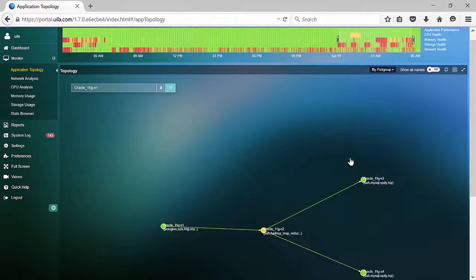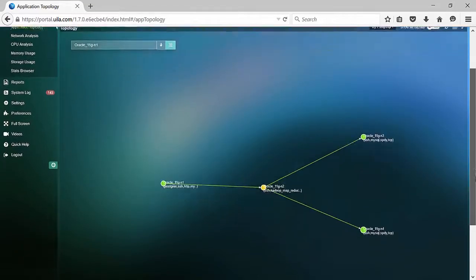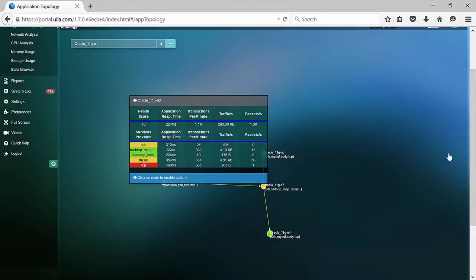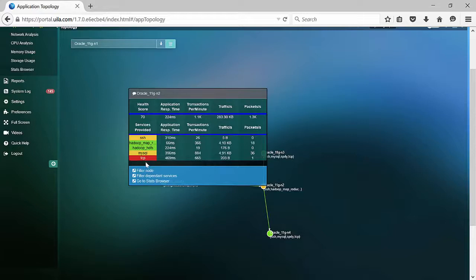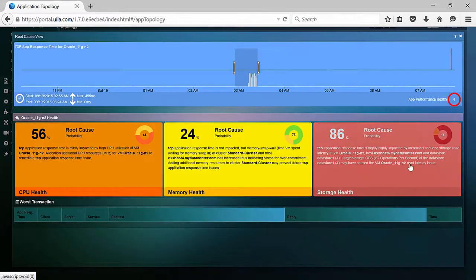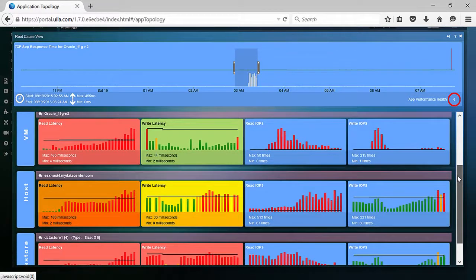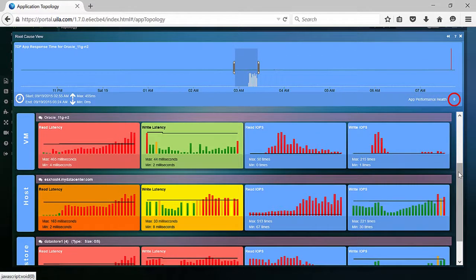This view shows us who Oracle 11g and 1 relies on for services to be provided. When we see a particular application that is showing poor performance, we can click on that to go to the root cause analysis page, where we can quickly see we have an issue with our read latency. When I look further into the storage for this particular server, I can see the latency and IOPS for the VM, the host, and the data store where that VM lives.